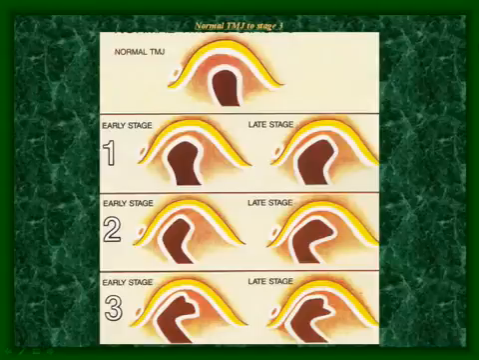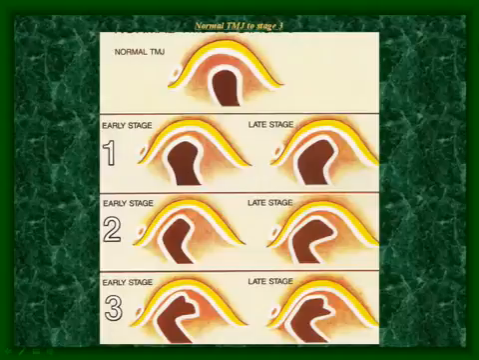A normal TMJ has a wide space between both the lower and upper bone. In the early stages of the illness, the gap decreases. Without treatment, the stage becomes worse in the long term.